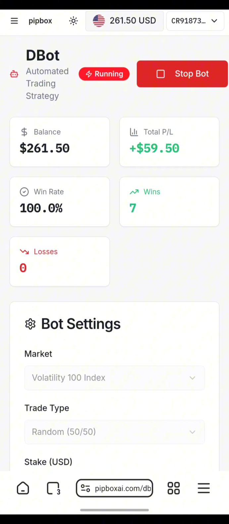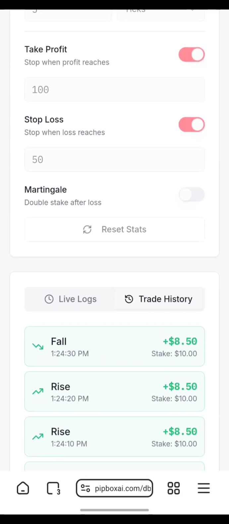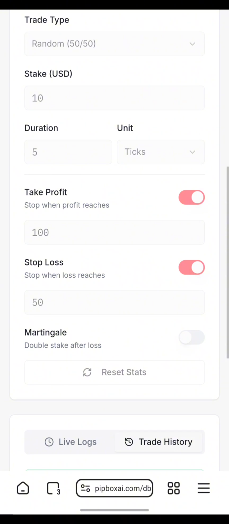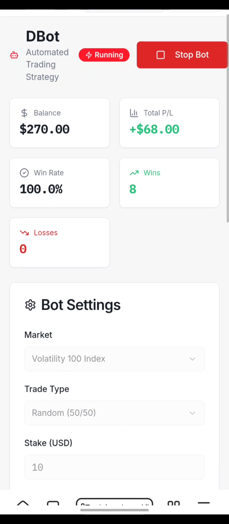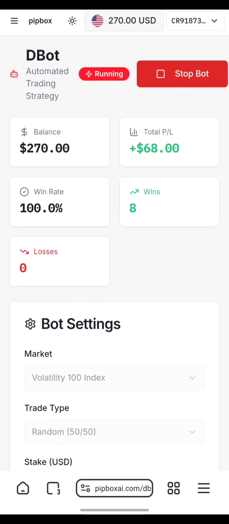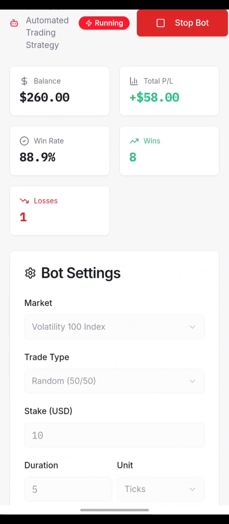Because AI is just more advanced, my guy, and I love this for real, because if you can find a way of beating the matrix, let me say it that way, man, it's gonna be crazy. So we are up 68 USD. We have 8 wins and 0 losses so far, and our win rate is now at 88.9.